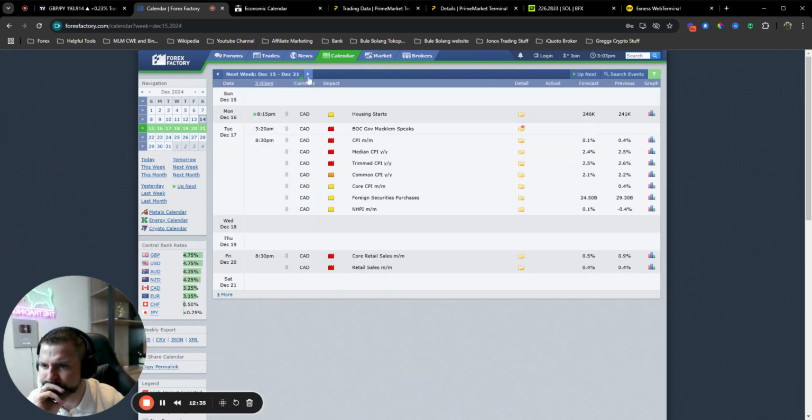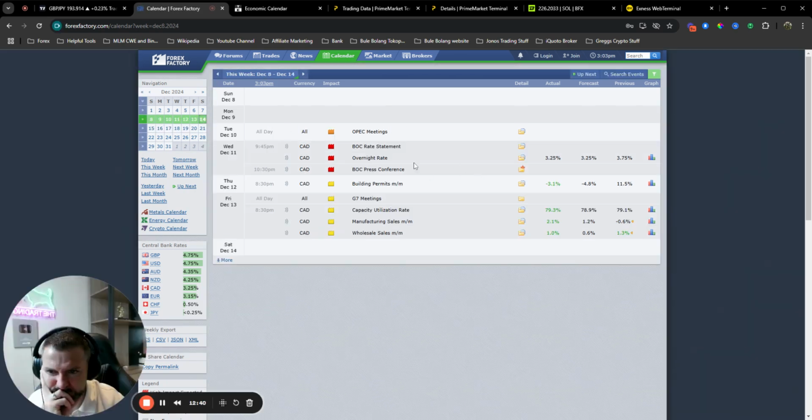Canada. We want to see last week. So Canada cut rates by 50 basis points, okay? Building permits, 3 point something minus. Oh, that's terrible. Capacity utilization rate, that's positive, negative. So that's what we'd call mixed data, okay?